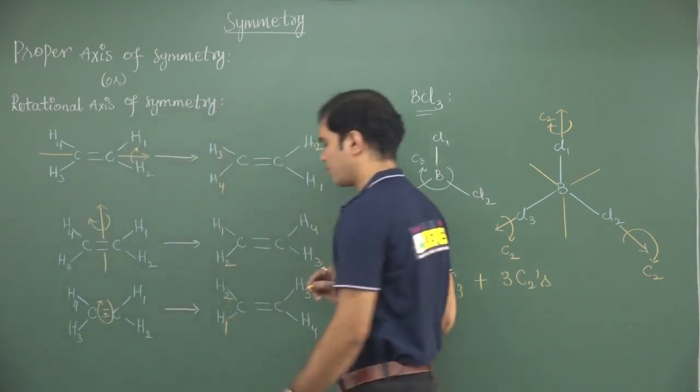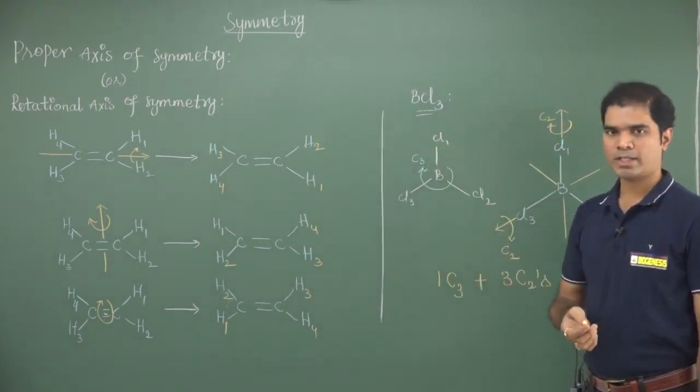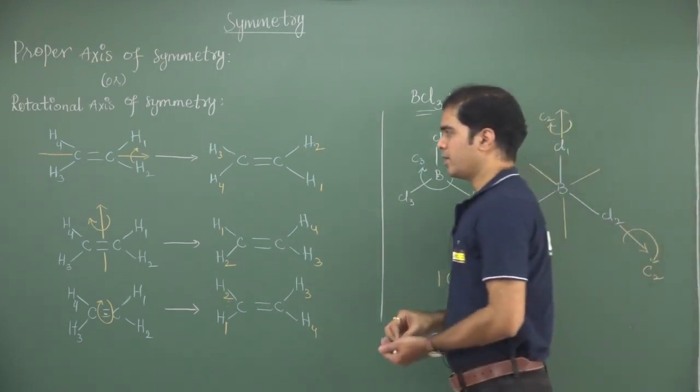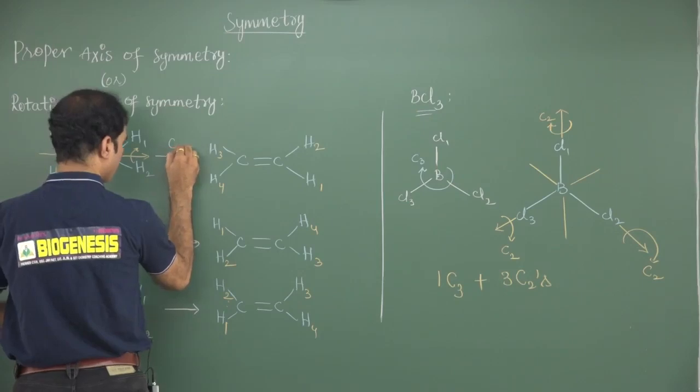And these are again equivalent structures. If I perform another C2, that will produce an identical structure. I need not do it, you can understand. Altogether we can say that there are 3 C2s.